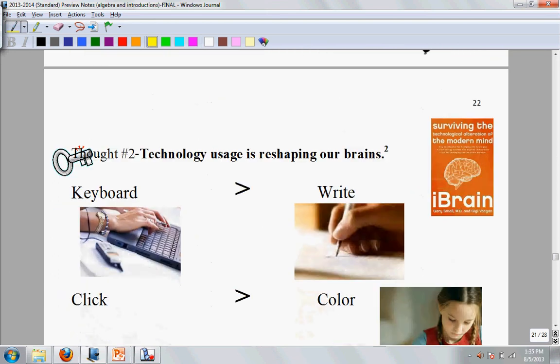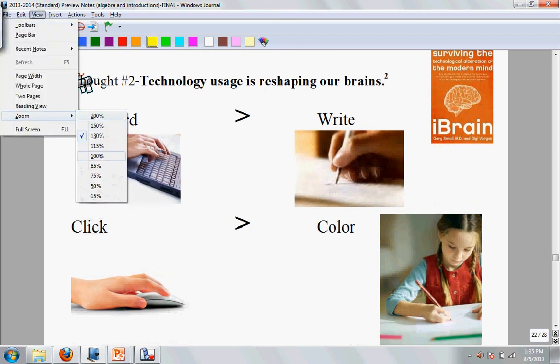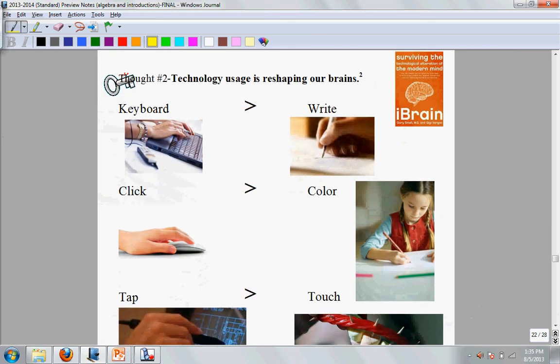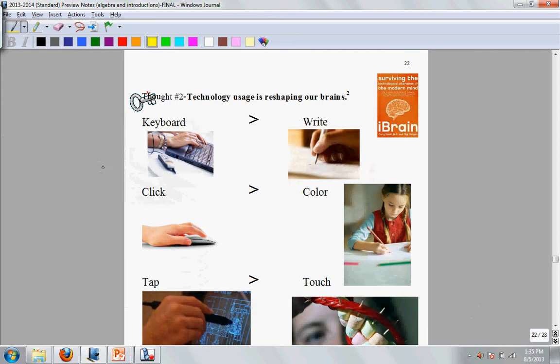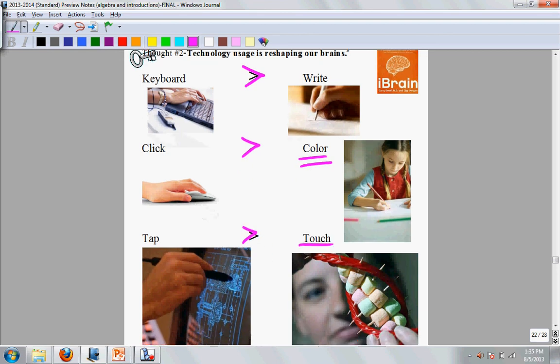Step number two, or thought number two, technology as a whole is reshaping our brain. Because our fingers are connected to our brain, technology is reshaping our brain. It's reshaping how we physically interact with our environment, in the sense that we are keyboarding more than we physically write. We click more than we physically color in diagrams. We tap on screens more than we touch physical models.